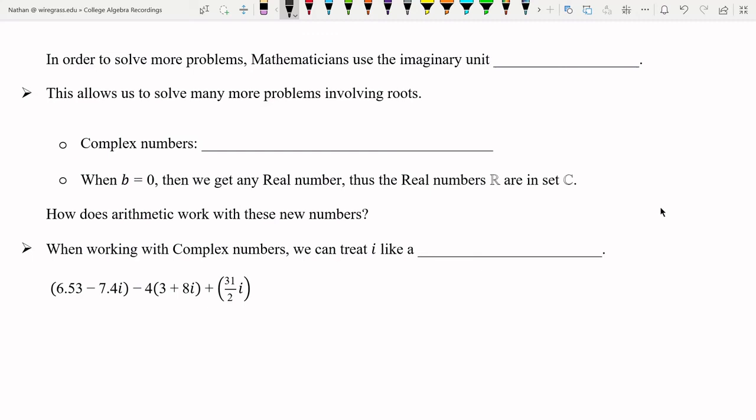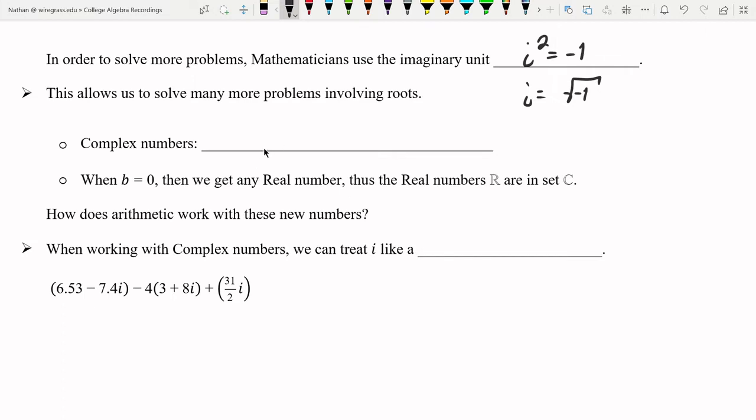In order to solve more problems, mathematicians use the imaginary unit i squared equals -1. This, of course, allows you to say i equals the square root of -1. And we can solve a lot more problems because this allows us to take the square root of negative numbers.